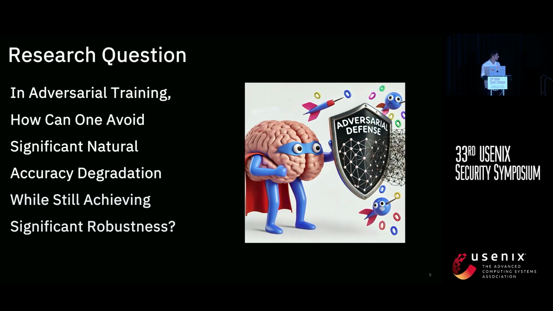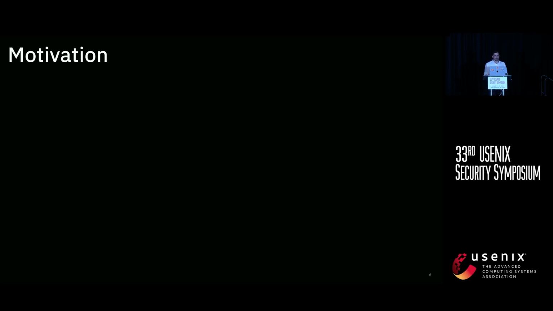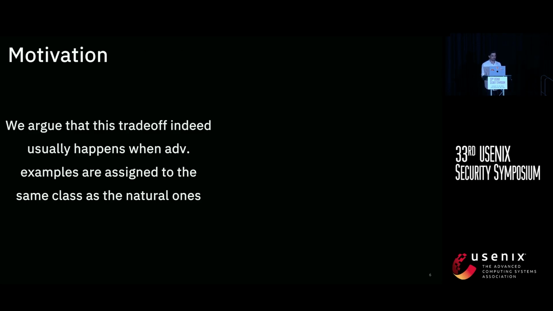So our research question was, in adversarial training, how can you avoid significant natural accuracy degradation while still achieving significant robustness? Or in other words, how can you build a robust model that will be consumed in real-world applications where degradation in natural accuracy is not permitted? For example, autonomous vehicles, healthcare, and so on. Okay, so a bit of motivation.